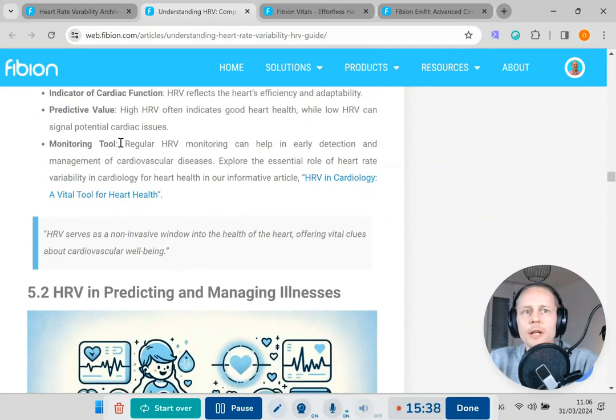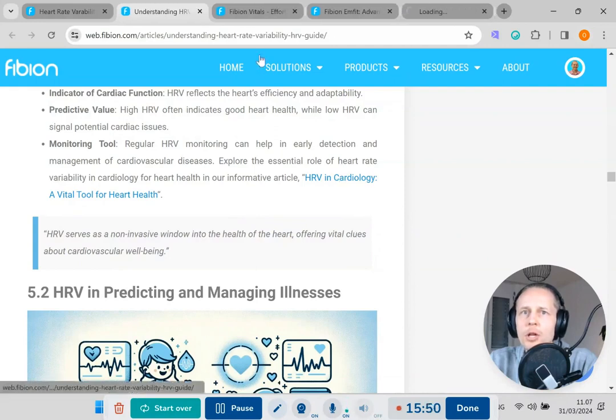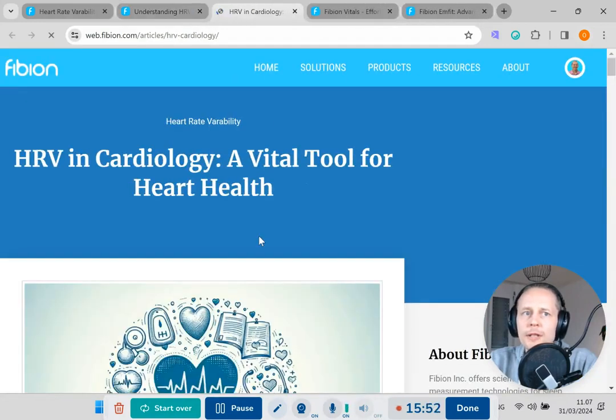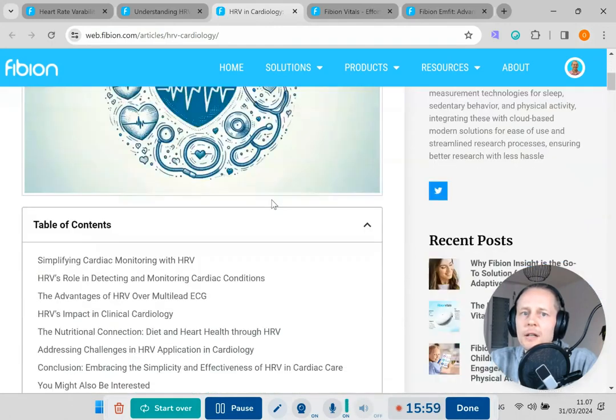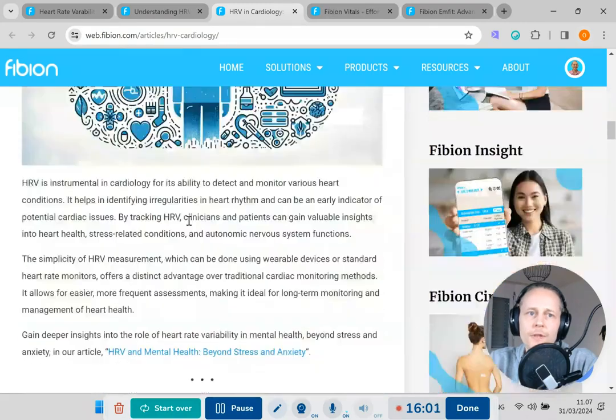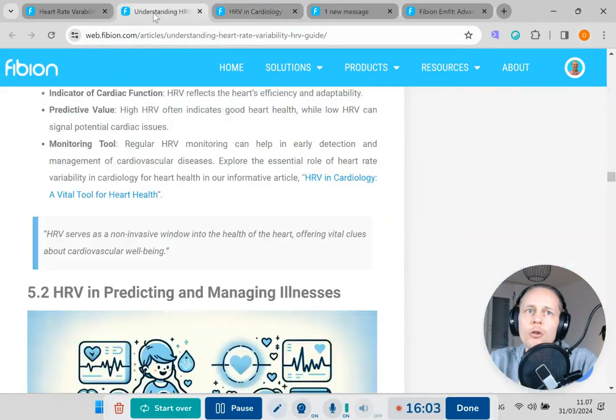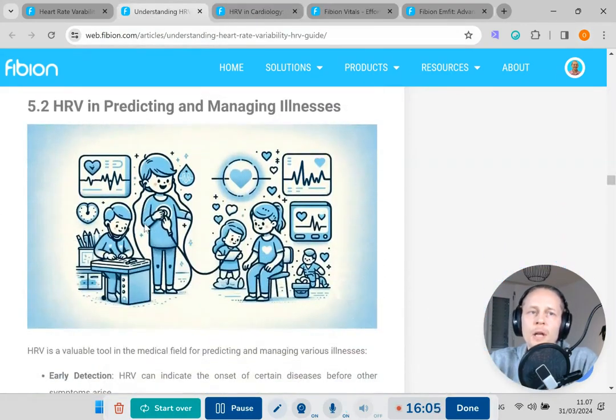And it can work also as a monitoring tool. So regular heart rate variability monitoring can help in early detection and management of cardiovascular diseases. And if you're interested to look more closely at this one, we have a specific article about HRV in cardiology, so you can learn more from that article.